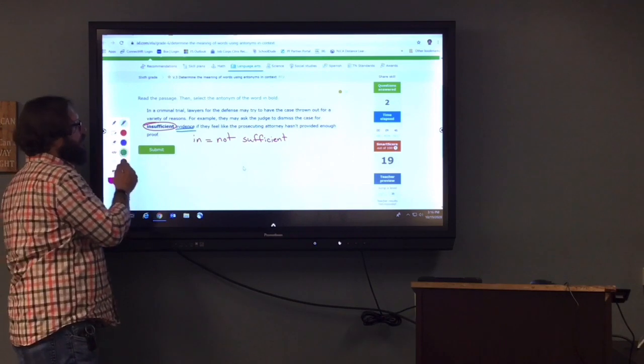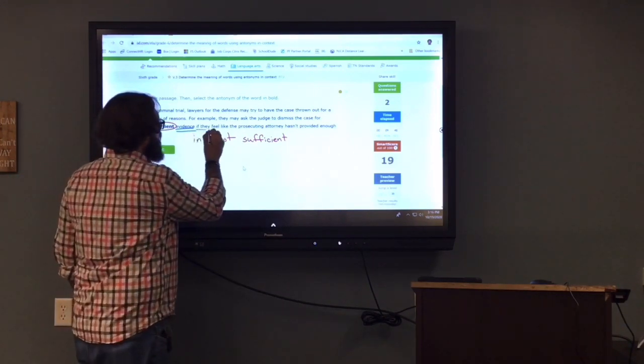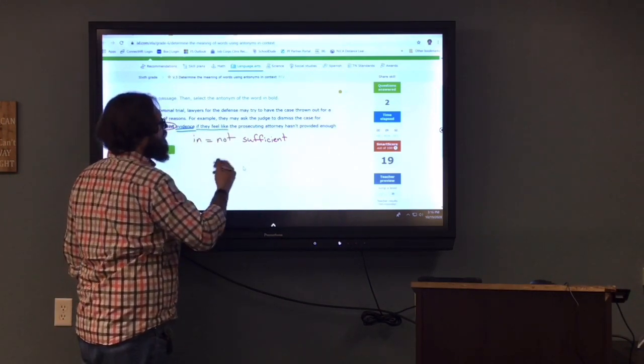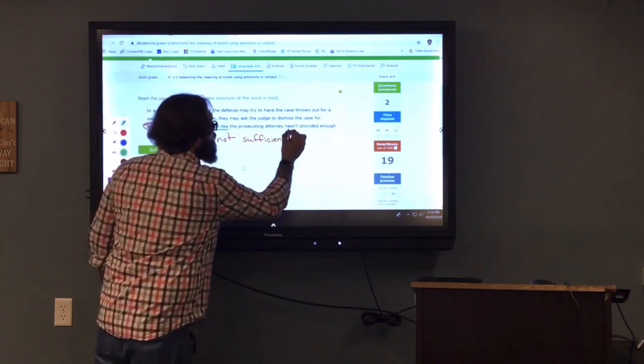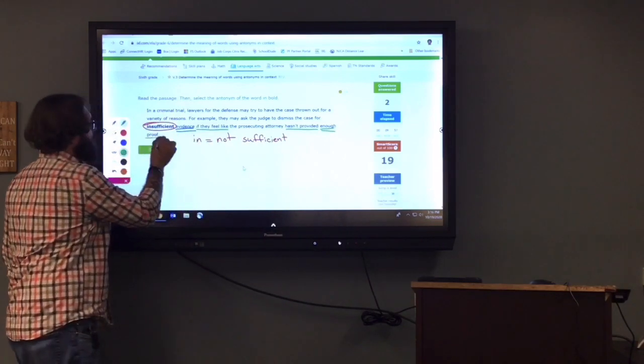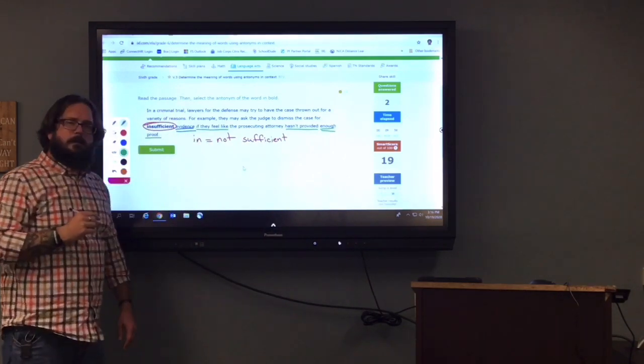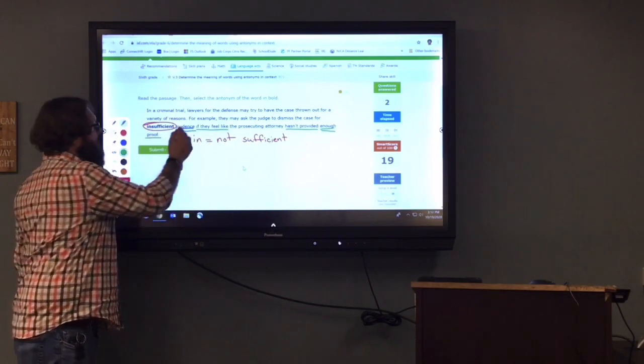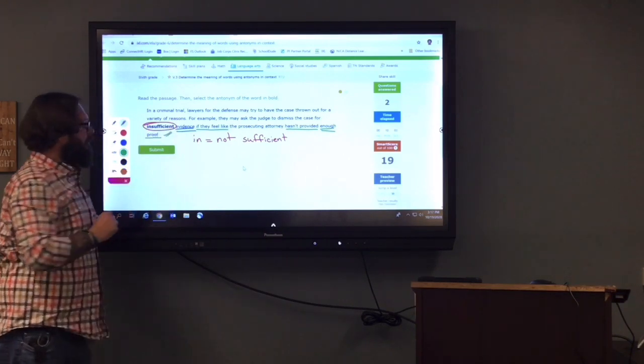Well, let's continue on the sentence. If they feel like the prosecuting attorney hasn't provided enough proof. So we know that proof and evidence mean the same thing.